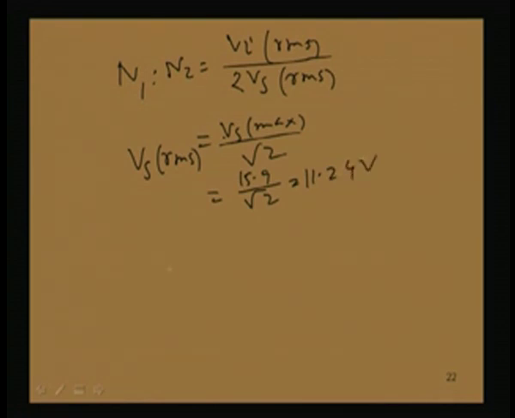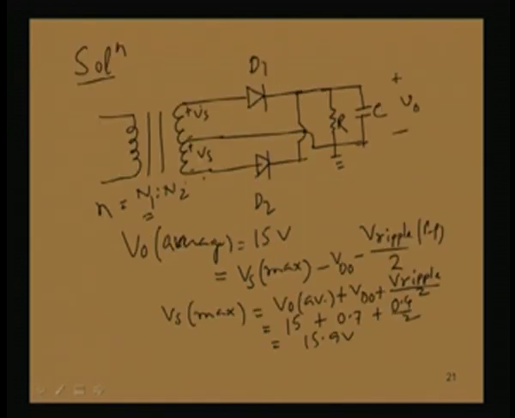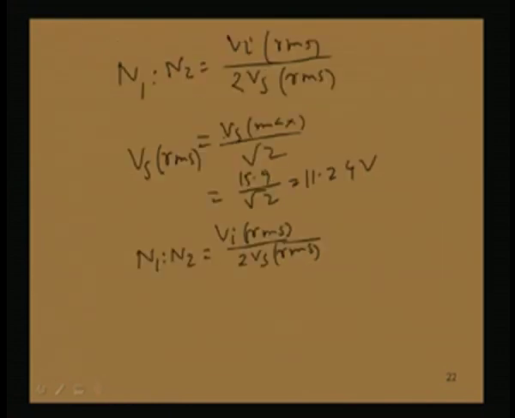So, turns ratio can be found out, N1 is to N2 is Vi RMS by 2 Vs RMS. The whole secondary, if we look into it, is 2 Vs. So, this will be primary voltage by secondary voltage. Now, primary voltage is given as input voltage, 120 volt RMS. So, 2 into 11.24 Vs RMS, that gives you 5.34 as the turns ratio.